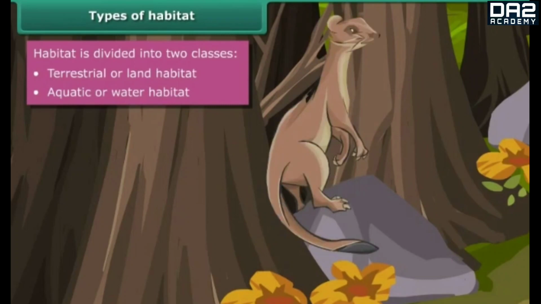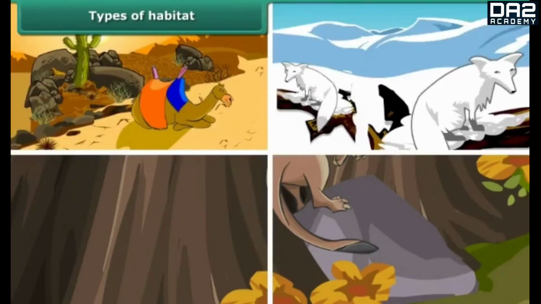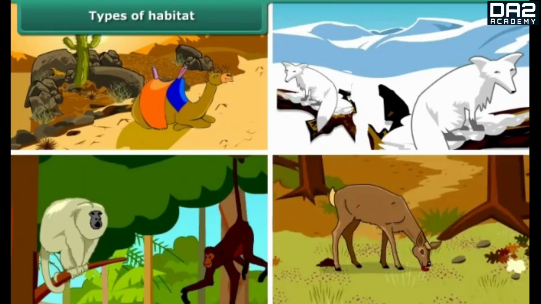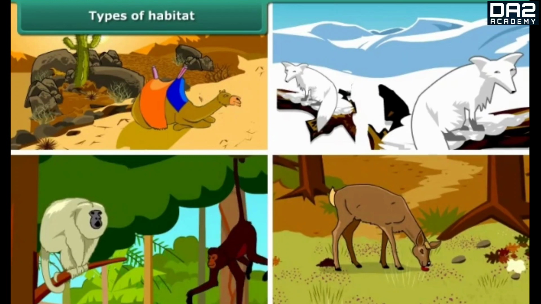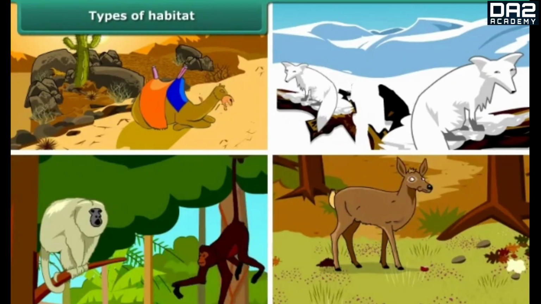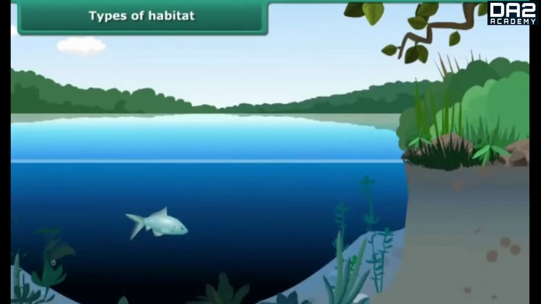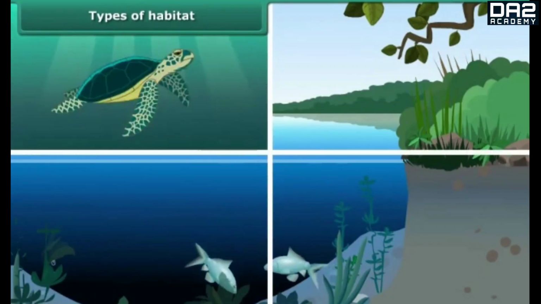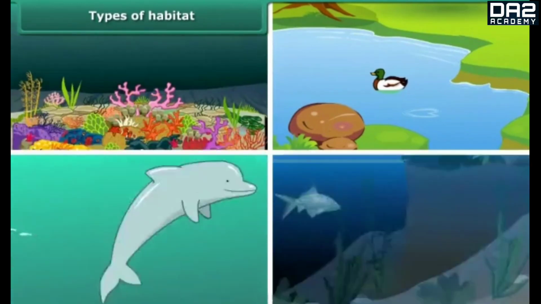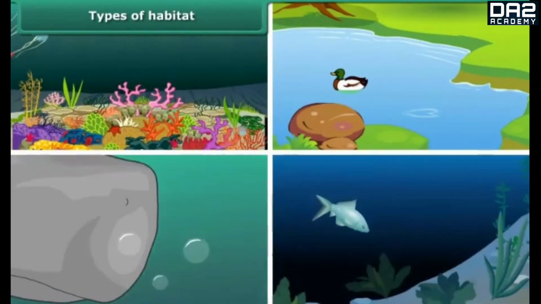Habitat of living organisms found on land is terrestrial habitat. Desert, mountains, forest, and grasslands are examples of this category. Whereas habitat of living organisms found in water is aquatic habitat. Sea, ponds, oceans and lakes are examples of this category.